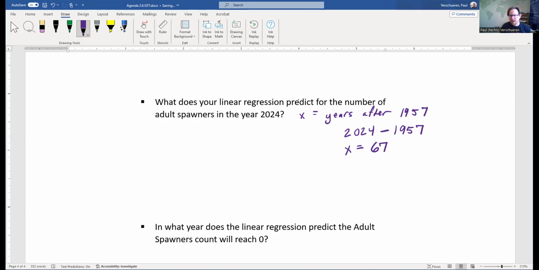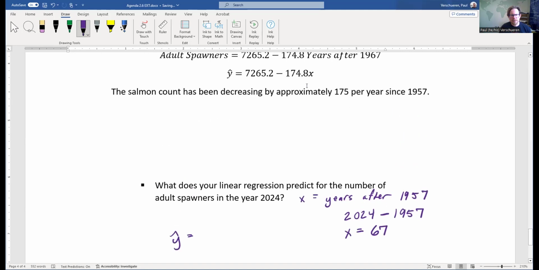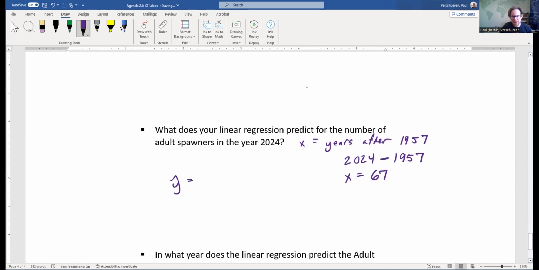And feel free to pause the video and confirm that calculation. So if we look at the equation, predicted value, start with 7265.2, and then subtract 174.8 times whatever your X value is. Well, we're going to just use that value of 67 for that X right there.